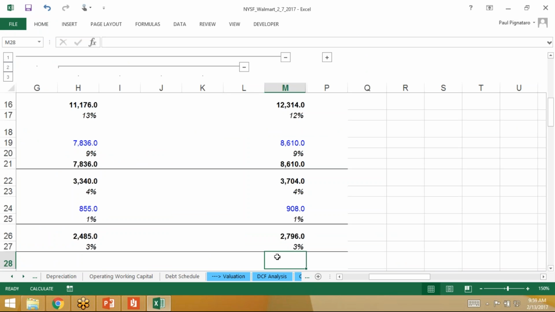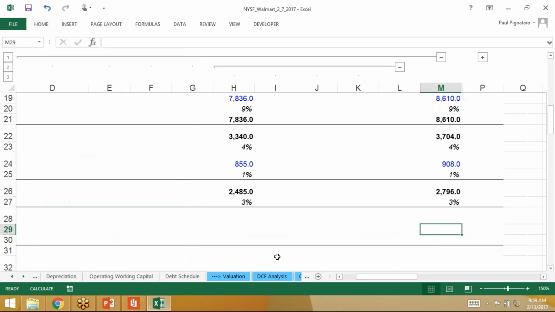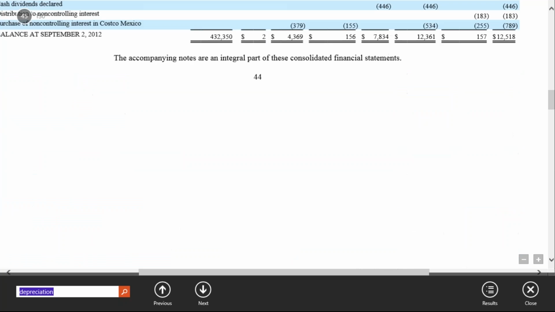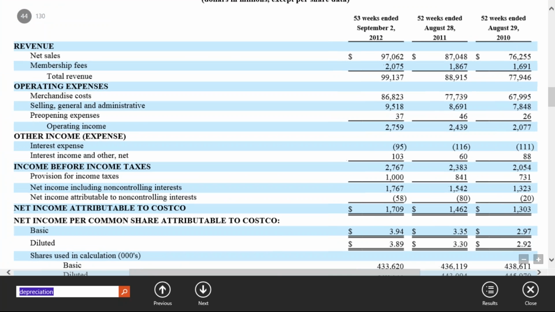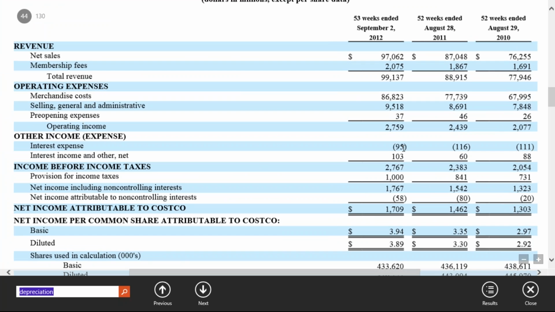Okay, next up, we're up to other income. Now, if you notice a couple things, first of all, going back to the statements here, we just skipped over the pre-opening expenses. So we got to deal with that. We said we don't want to include it above the line, so we just jumped over it. We have to put it down below to make sure that we're tying to the final net income. Other income, we have interest expense. So let's lay out interest expense, minus 116 and minus 995.